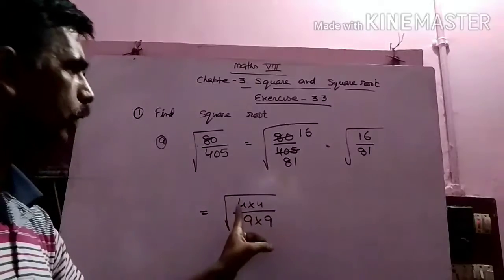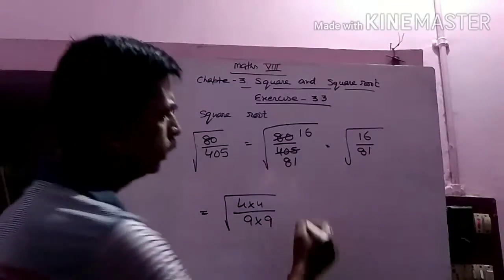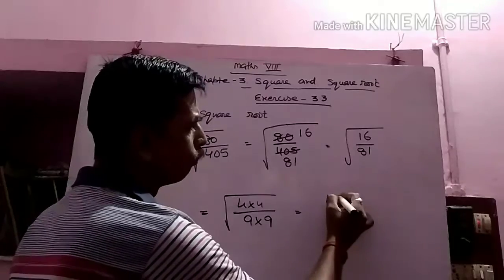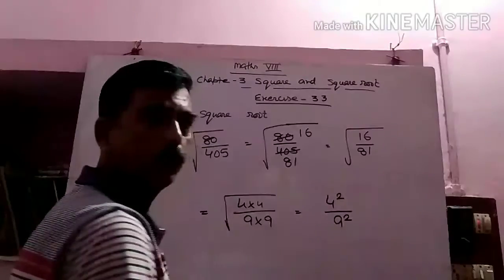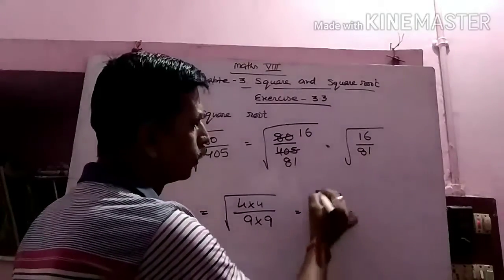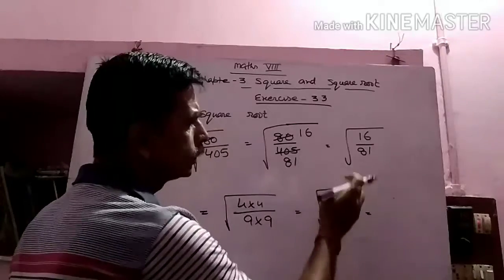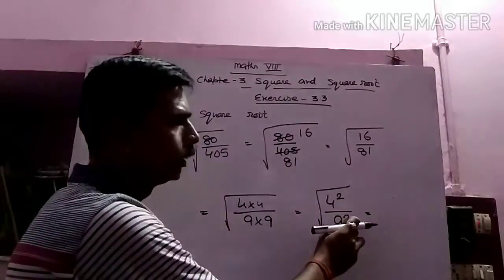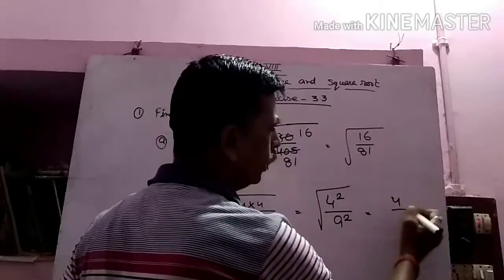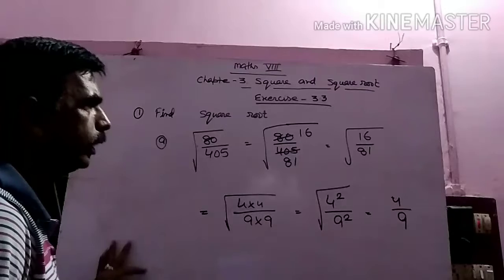So 16 is equal to 4 into 4 and 81 is equal to 9 into 9. So it becomes 4 square by 9 square. After removing the root, it will also remove the sign of power. Then what remains is 4 by 9. So the square root of this number is 4 by 9.